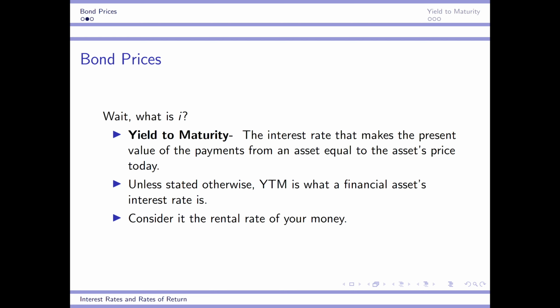And so, unless stated otherwise from this point on, whenever I refer to a fixed income's interest rate, I'm talking about its yield to maturity. So, unless I make it very explicit, just assume that yield to maturity is what we're talking about. And you can just consider it as the rental rate of your money. When you loan your money out, then somebody has to pay you rent on your money. And that rent is set by the market. The market deems how valuable your money is.